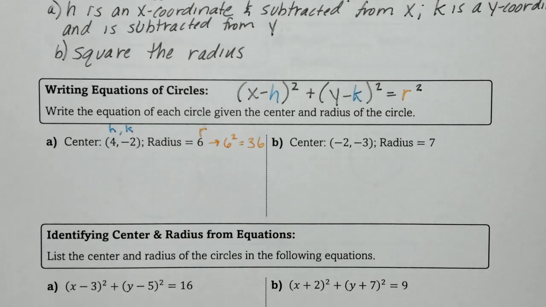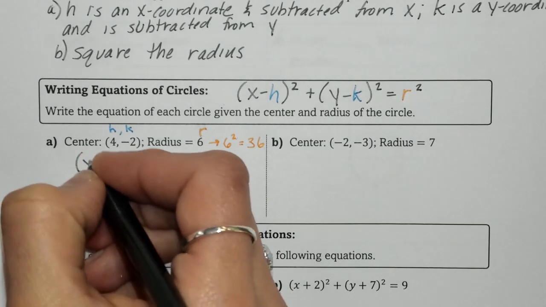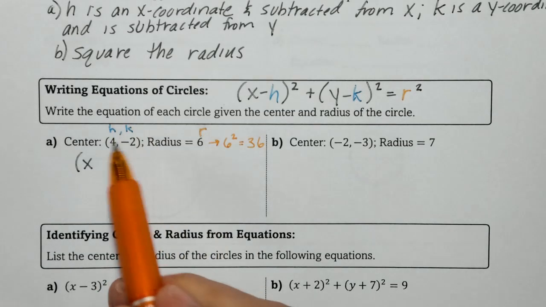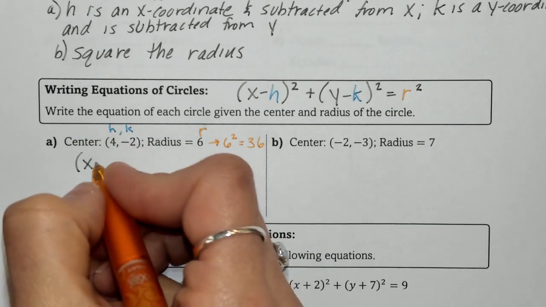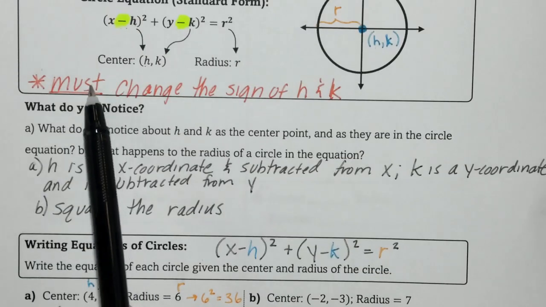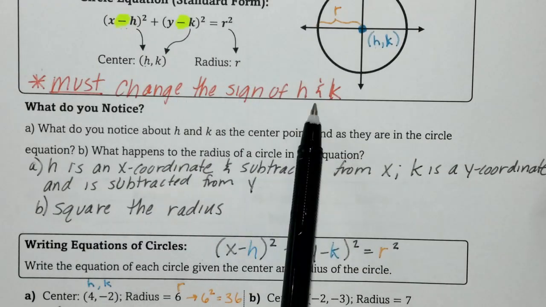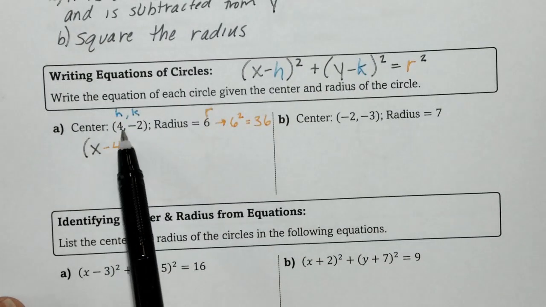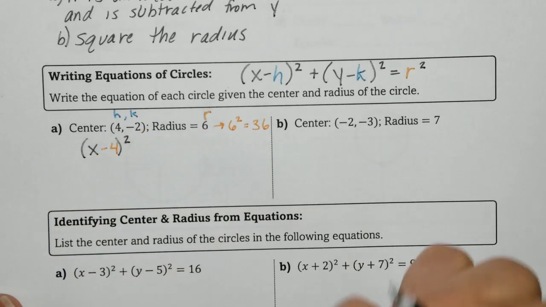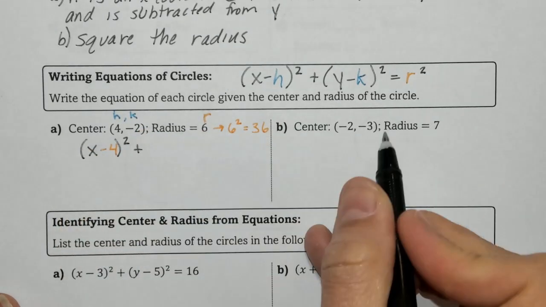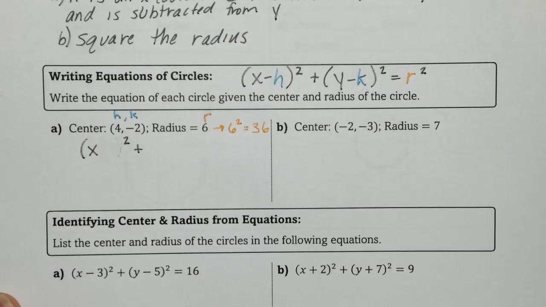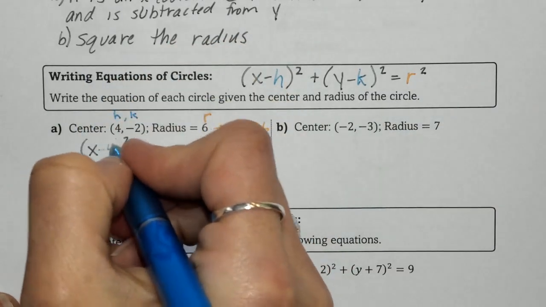So here we take a look at this. We're going to have x. Now keep in mind this is a minus the x, or the h, which is a positive 4. So we just go with minus 4. Again, remember, you must change the sign of h and k. So here I've changed it to a negative 4. Close the parentheses, please don't forget that square. Then we go to plus, I'm using my wrong colors again, so this is my OCD, minus 4.